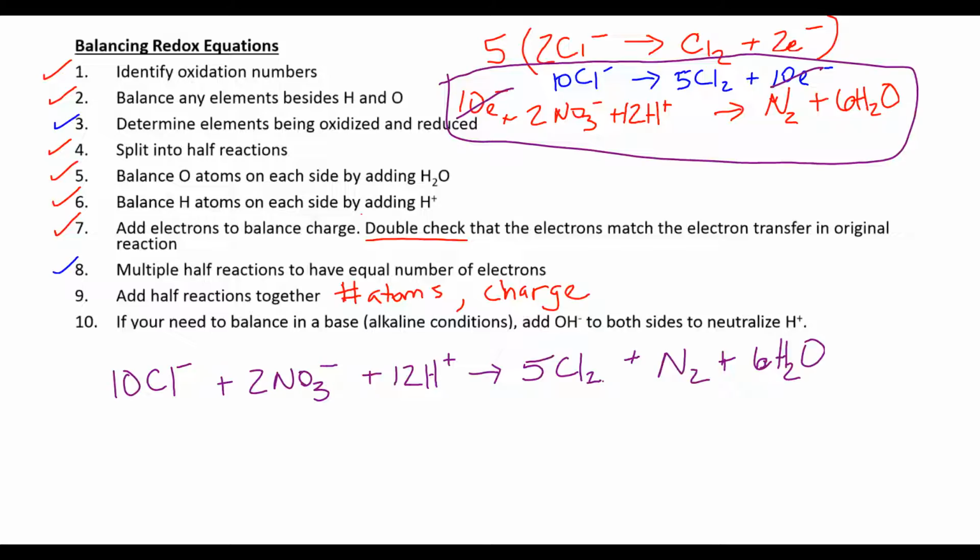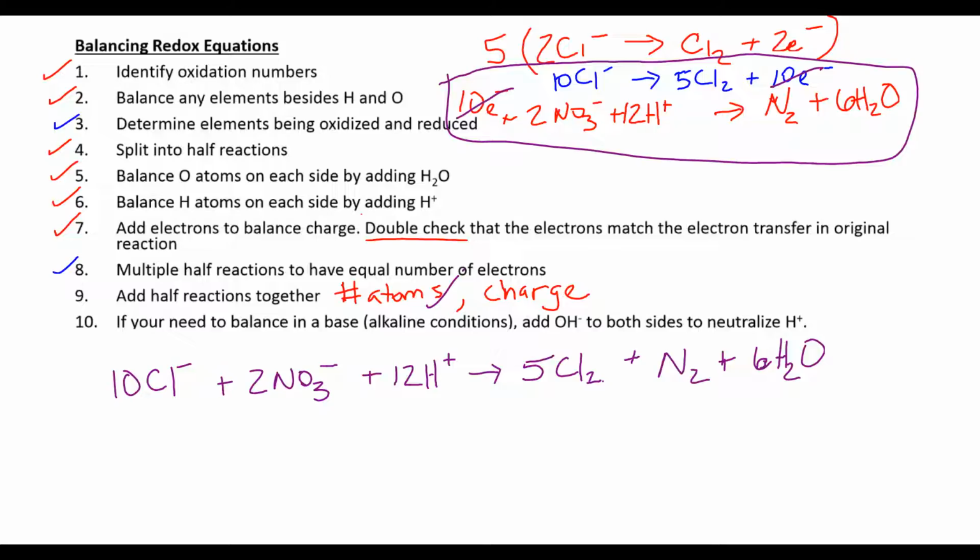So let's start with the number of atoms on either side. In the reactant, we have 10 chlorine atoms. We have 10 chlorine atoms on the product side. We have a total of 2 nitrogen atoms on the reactant side, 2 nitrogen atoms on the product side, 6 oxygen atoms on the reactant side, 6 oxygen atoms on the product side, 12 hydrogens, and 12 hydrogens on both sides of the reaction. So we can feel confident in saying we have the correct number of atoms on both sides.